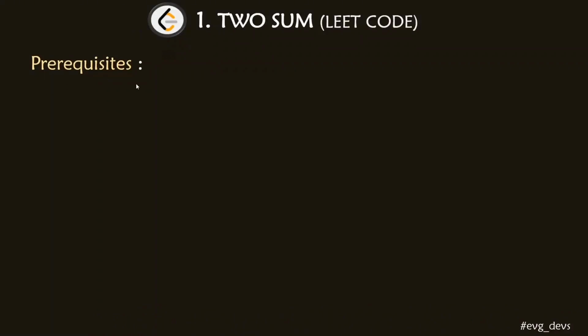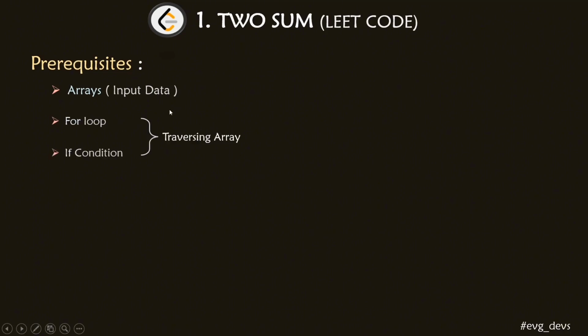First, let's go over the prerequisites required for this problem. The first one is the arrays data structure, because they are giving the input data in the form of arrays. Next, we are working with for loops and if conditions to traverse this array and to check the condition given by them.